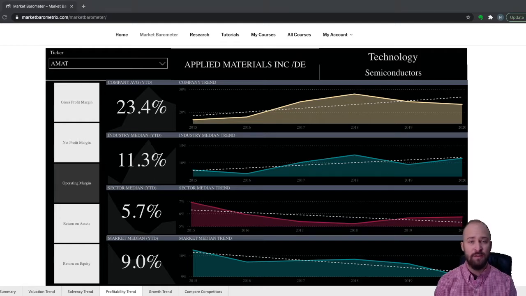So what does that mean and what does that tell us? Well, let's consider the difference between gross margin and operating margin. Again, gross profit margin tells us the percentage of sales that are getting converted into profit after accounting for only the direct cost of producing a company's product or service.